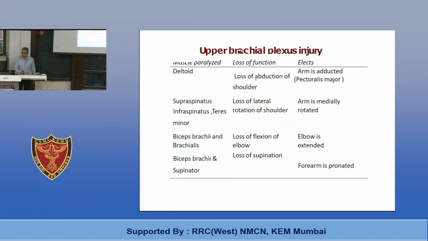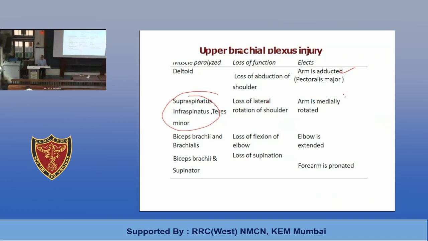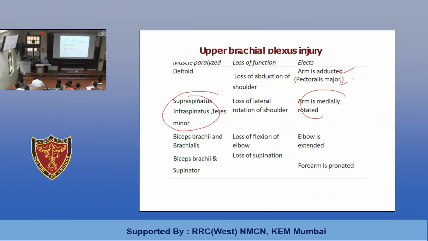So if deltoid is lost, abduction is lost. So that is why pectoralis major takes over. The adductor is there. Supinator, these all are lateral rotators. Short muscles or scapular muscles, as I said, they all are lateral rotators. So pectoralis major is a medial rotator.